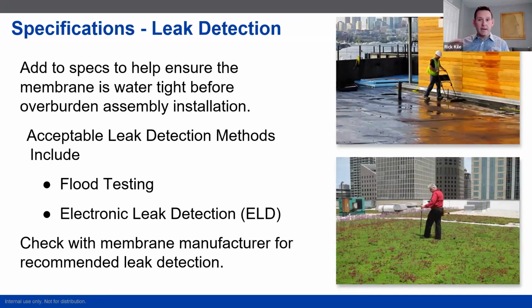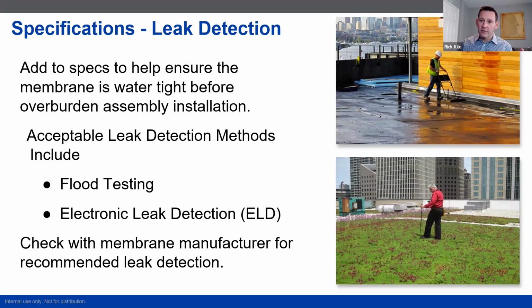Leak detection. Anytime we're going to be burying a membrane, especially beneath a vegetated roof that we're encouraging water and moisture to stay on so that the plants are viable, we want to make sure that the membrane is watertight before that overburden is placed. There are two ways that this is typically achieved. One is flood testing, and more recent, and that's gained a lot of steam over the last 10 years or so, is electronic leak detection.